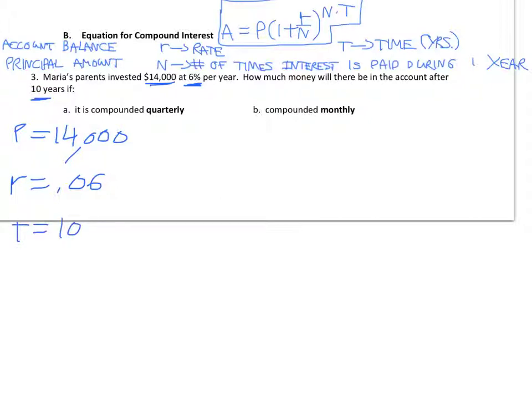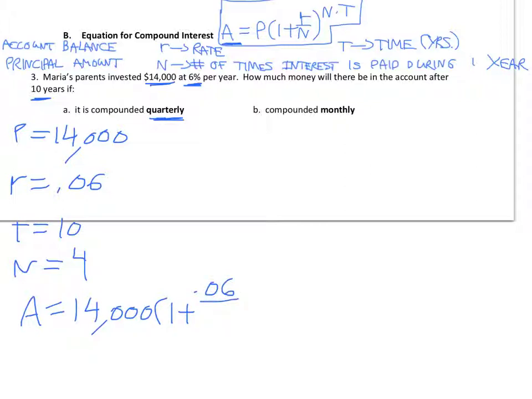And then for A, it's saying it's compounded quarterly. Quarterly means that you're being paid interest 4 times per year, for each year. So we're going to say N is 4. What you're figuring out is this A value. I'm going to plug everything into that formula. So we have A equals P, which is 14,000, times 1 plus the rate, which is 0.06, divided by N, which is 4. And then on the outside, it's N times T, so it's 4 times 10.